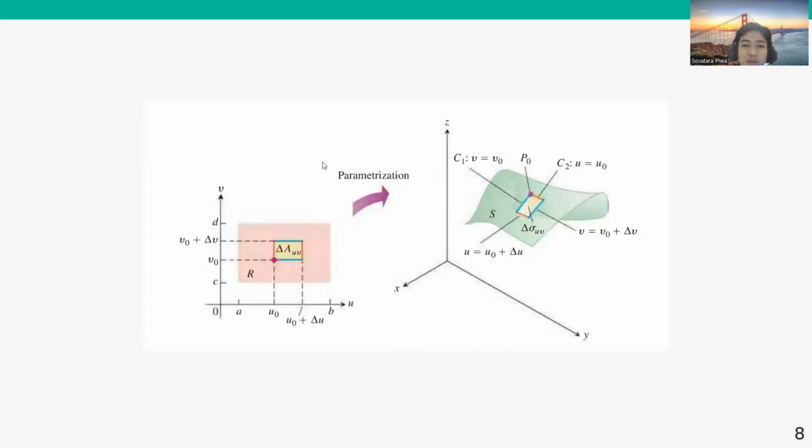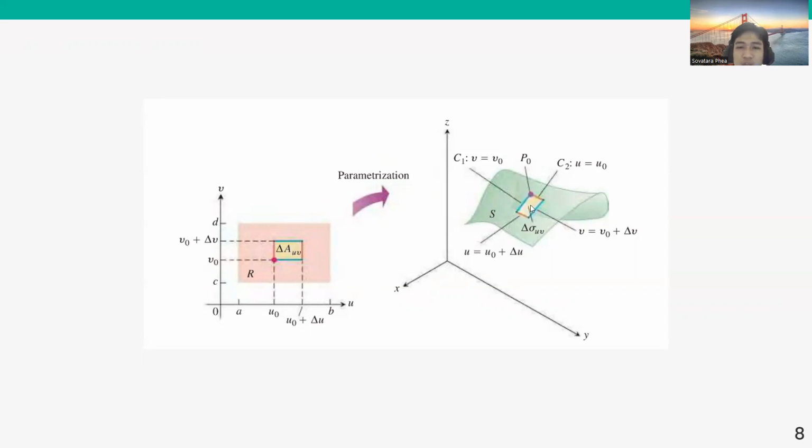So let's look at the figures here. In the UV plane, we have the origin, and at the origin, we can pick a very small rectangle. When it is parameterized, in space we get the surface S. So the yellow rectangle will be on the region S also. By counting the yellow rectangles, we can find the area of this surface S.